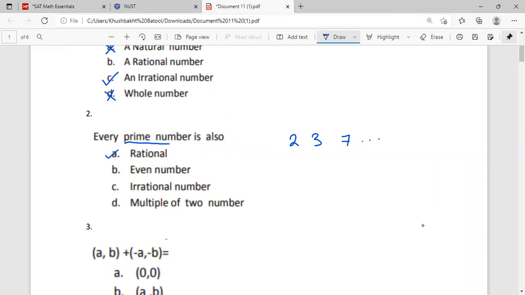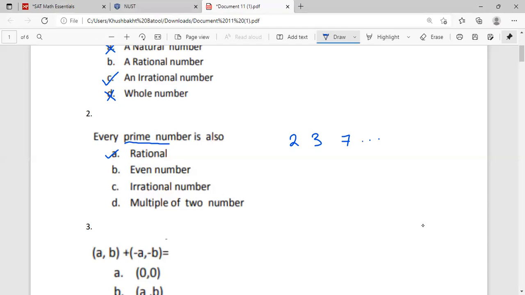Now the hint or the tip is, whenever you are asked such a question and you know certainly that any one of the options is the answer, do not waste your time reading the other options, because that is going to waste your time and confuse you. So if you know that 2, 3, 7 or any prime number is a rational number, because every prime number is an integer and every integer is a rational number, then yes, A would be the option.